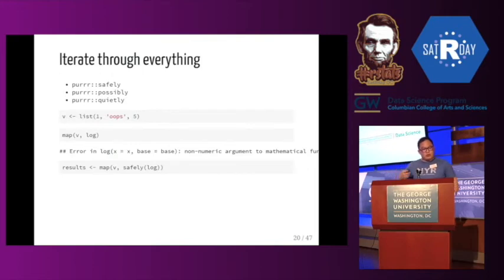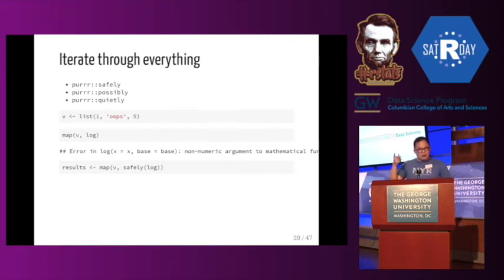So in Perl, this is really cool because there's this function called safely, which if there is an error, it'll just capture the error for you and just keep going, right? So at least you get a result back. So you can see here, I have this list. So I'm not using vectors anymore because vectors all have to have the same type in R. So we have a list, 1, oops, and 5. And if we take the log, you'll see that oops can't be logged, right?